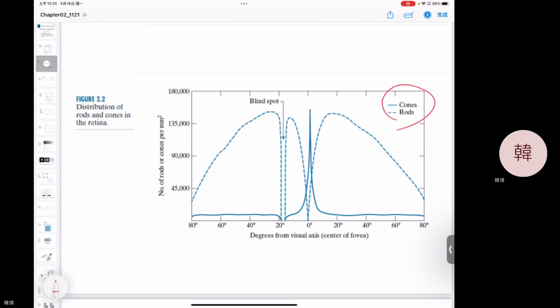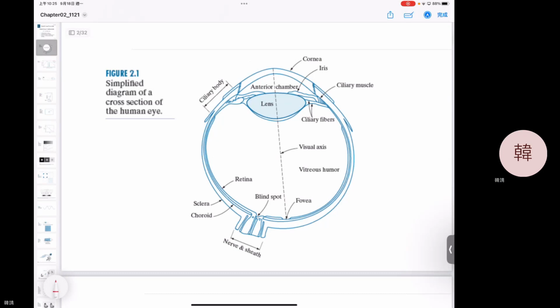Rod is like a 柱状, and so it's for the dim vision. During the night, you are going to look at something, your rod receptor will work well. So we have two different types, the cone and rod receptor on your surface of retina. Okay, 在视网膜上面 retina, a lot of different cone receptor, rod receptor.